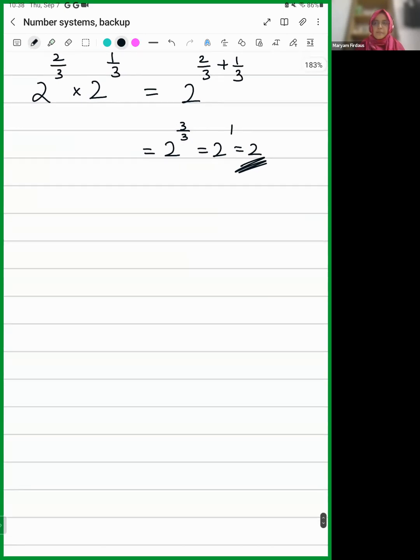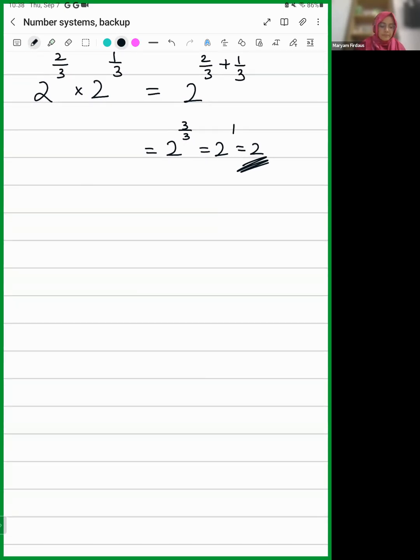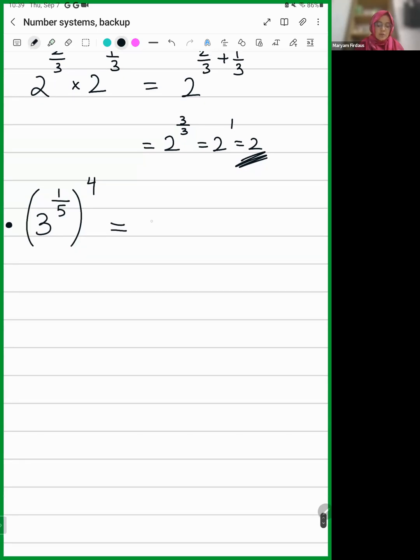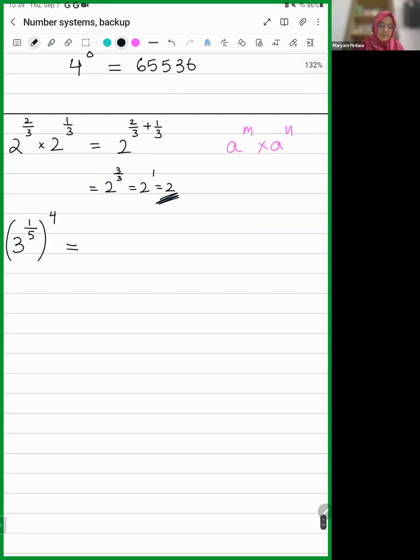Let's do another question. 3 to the power 1 by 5 whole to the power 4. Which law can we use here? Can someone tell me the name of that? Ma'am, I don't remember the number, but we have to multiply both of these. So 1 by 5 into 4. It was the one which said that a to the power m whole to the power n is equal to a to the power m into n.